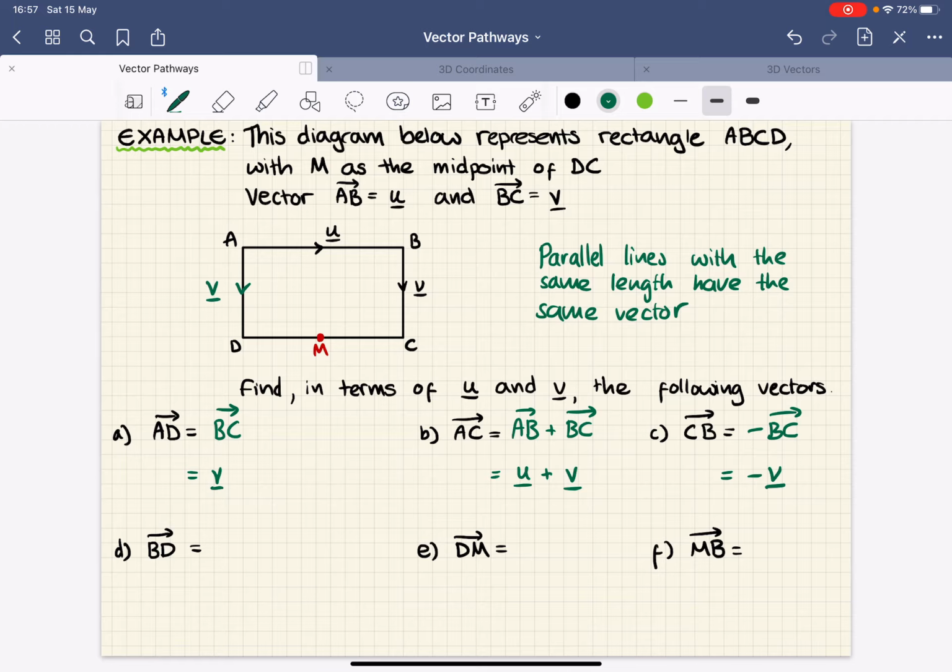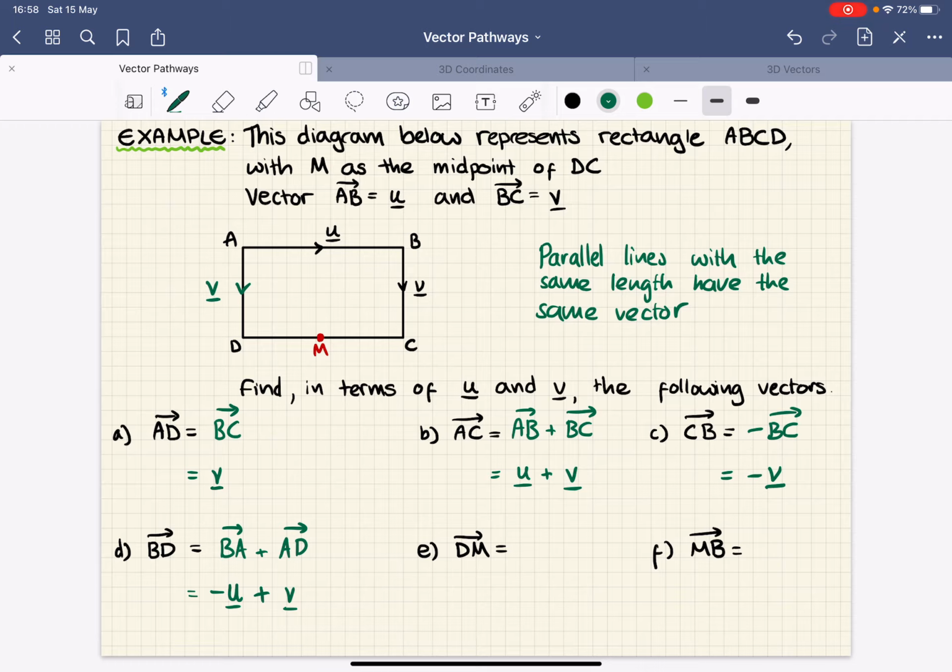All right, so this time I want to look at my route from B to D. One of the routes I could take is from B to A and then A to D. Well, B to A goes against the arrows, so that's going to be a minus U. And then A to D, I'm going with the arrow, so it's just going to be plus V.